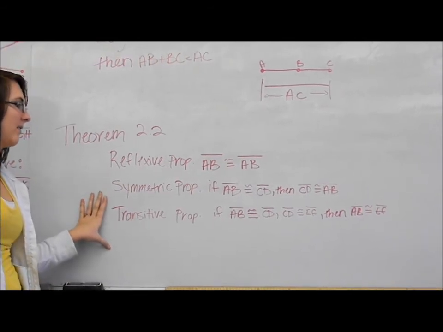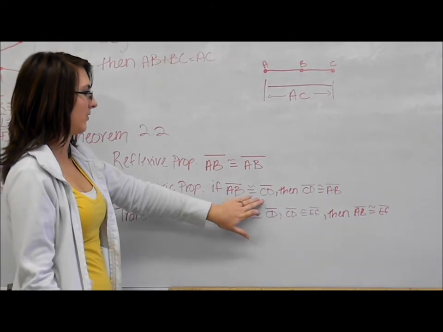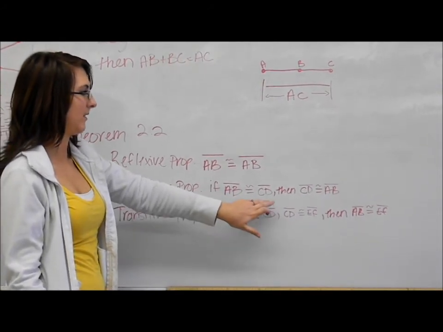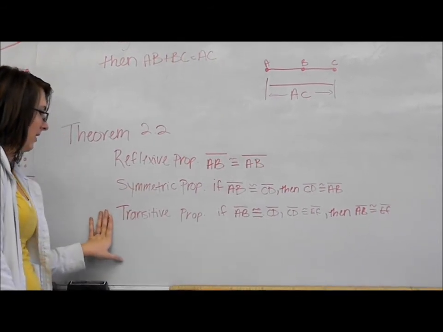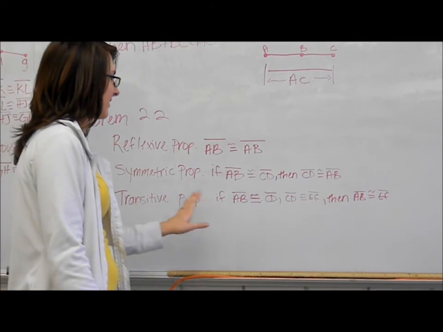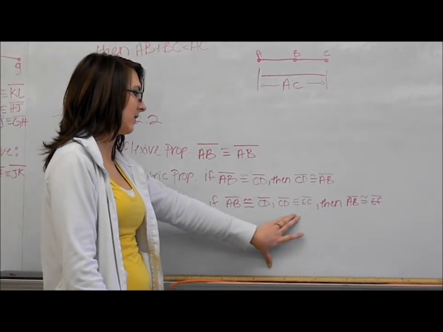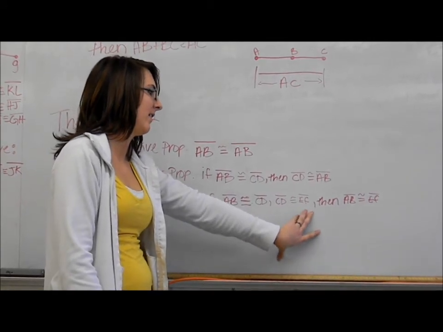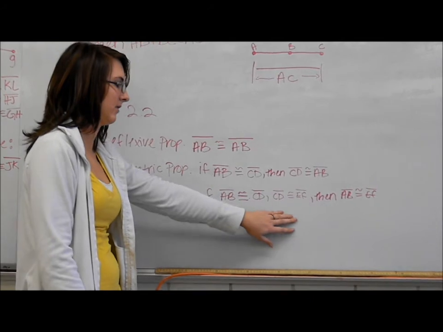Symmetric property, you would have if segment AB is congruent to segment CD, then segment CD is congruent to AB. And transitive property says if segment AB is congruent to segment CD, and segment CD is congruent to segment EF, then segment AB is congruent to EF.